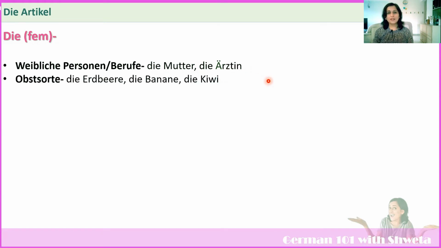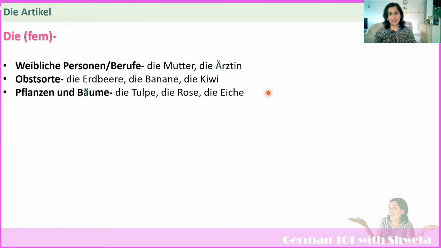Obstsorte means types of fruits. Zum Beispiel die Erdbeere, Strawberry, die Banane, die Kiwi. Pflanzen und Bäume, Plants and Trees. Zum Beispiel die Tulpe, Tulip, die Rose, die Eiche. Eiche is oak tree. Moving on to further tips.